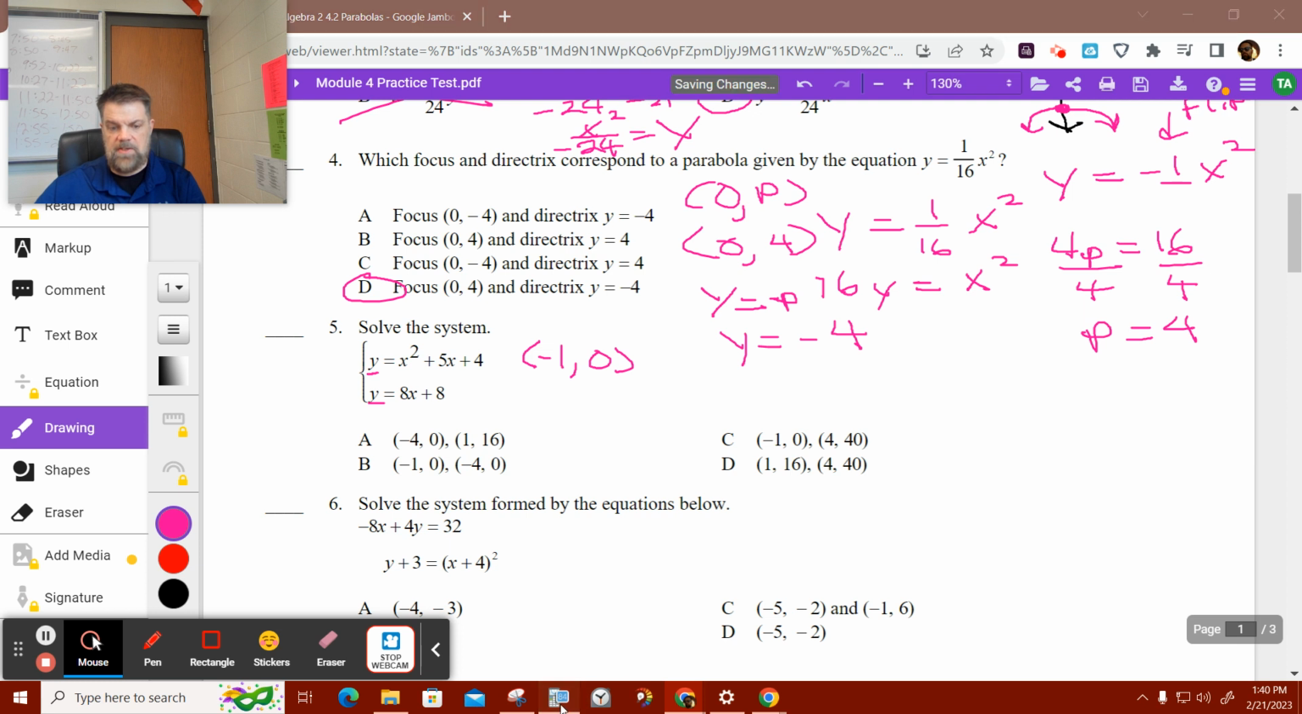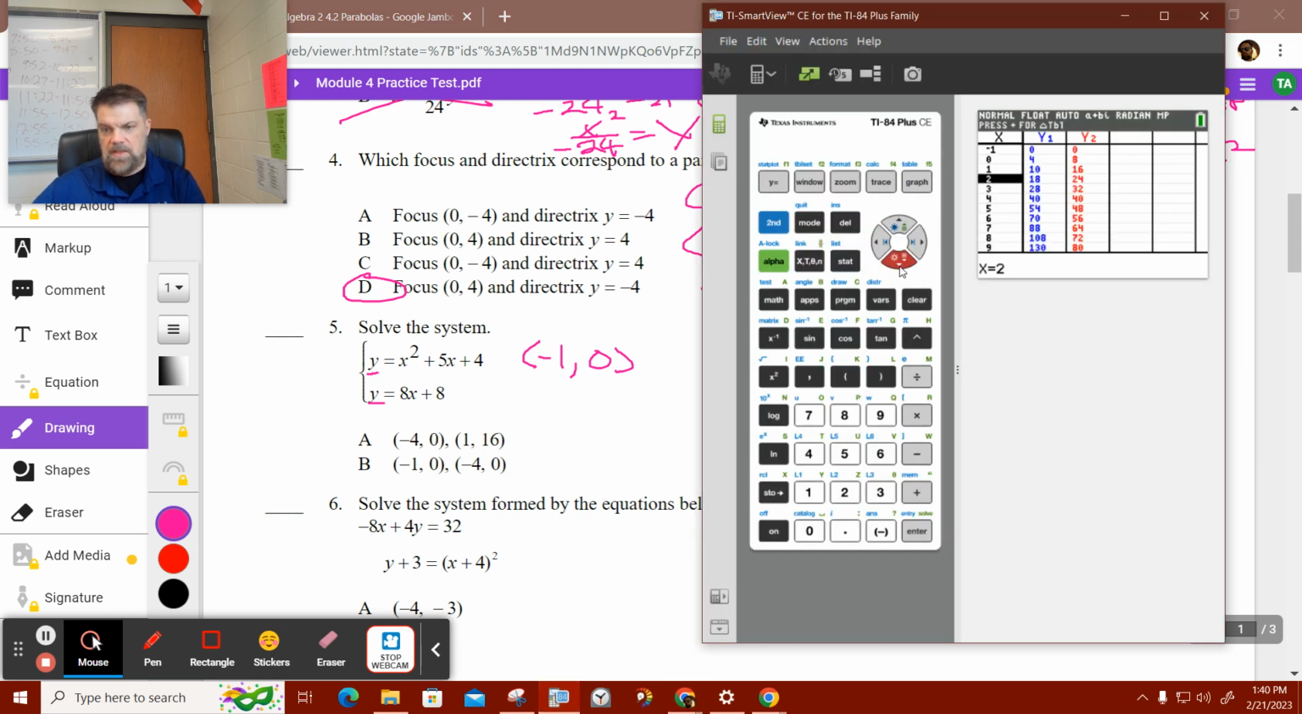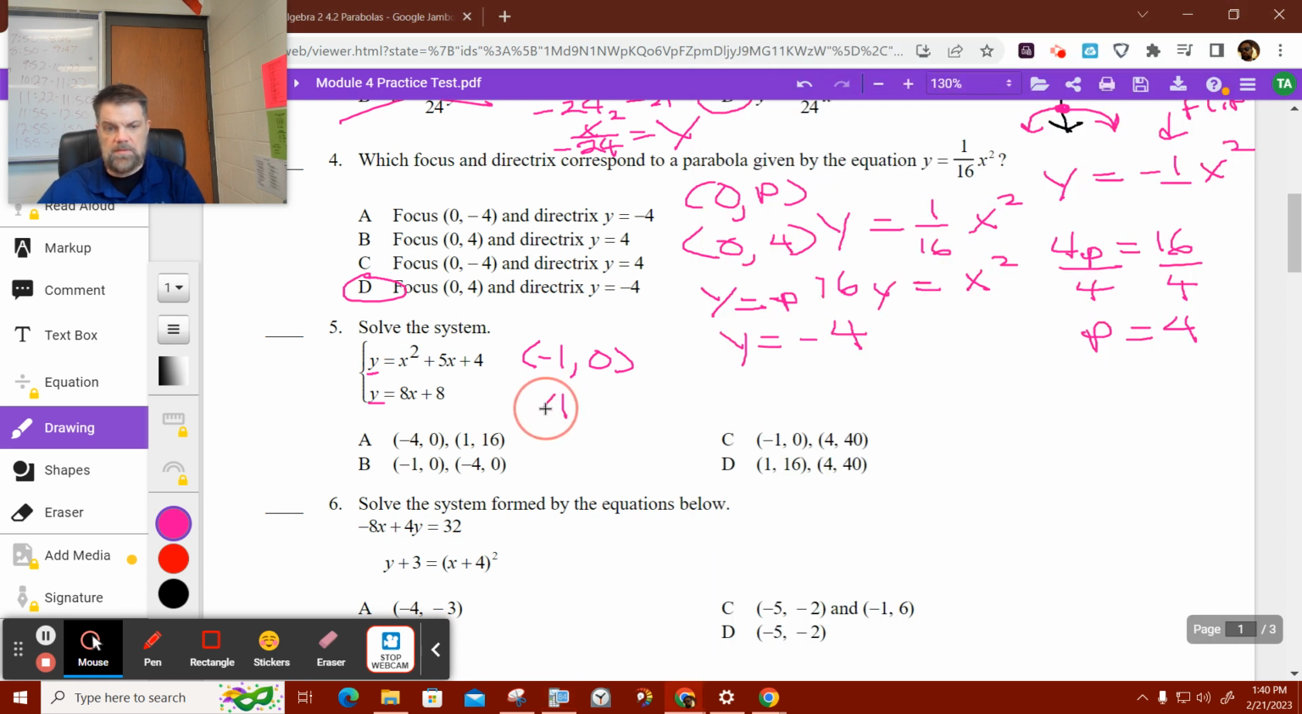And so now I'm going to scroll down and look for them to equal the same thing again. When x equals 4, do you see how they both equal 40? Can you guys see that? So x equals 4, y equals 40. So what's that answer? C. See how I did that?